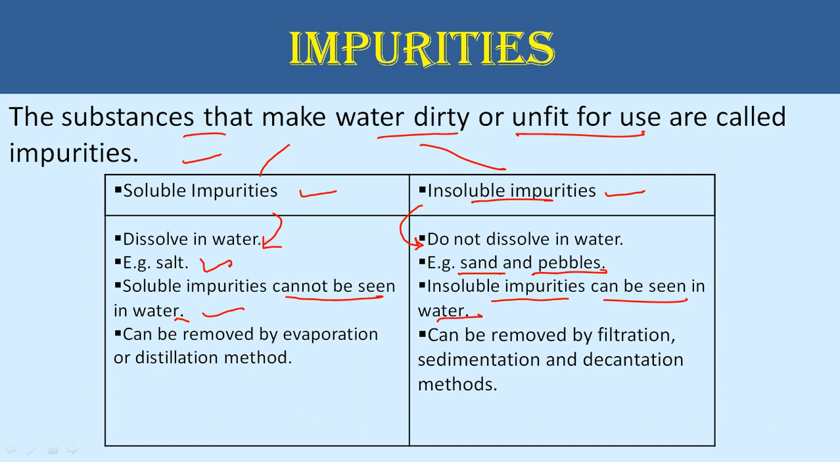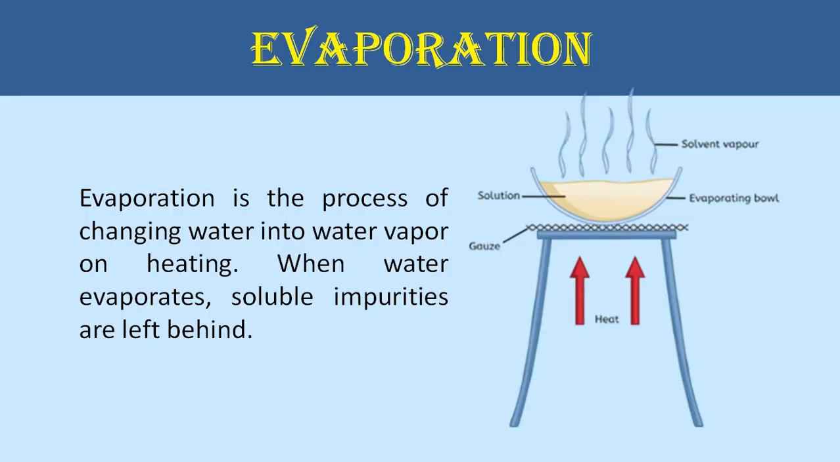Soluble impurities can be removed by the evaporation method or distillation method. Insoluble impurities can be removed by filtration, sedimentation and decantation methods. After this, I will explain these methods in detail. First of all, we will discuss evaporation.